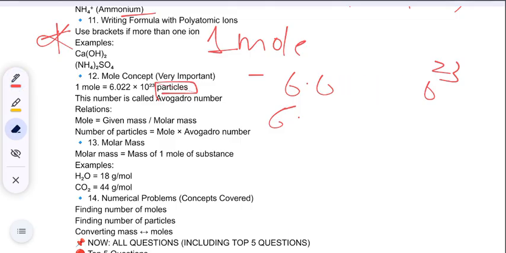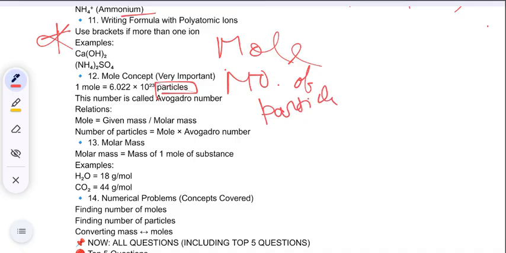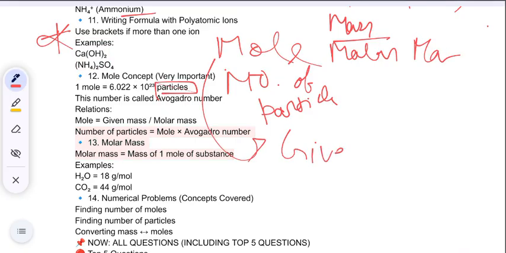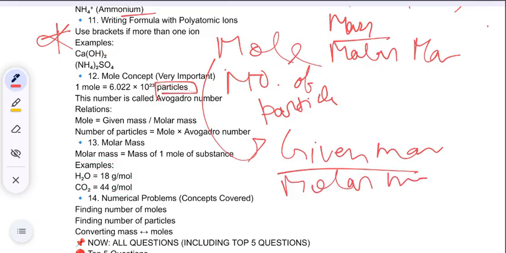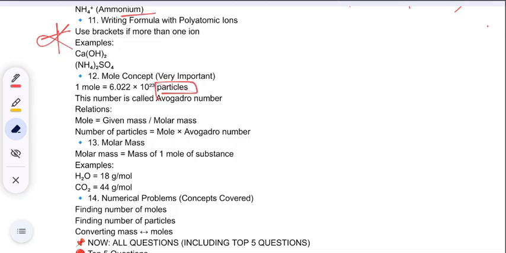देखो, अब यहाँ पे दो चीज इज देयर. अगर आपको मोल फाइंड करना है और नंबर ऑफ पार्टिकल्स, दो टॉपिक्स आर देयर. फर्स्ट इज मोल एंड सेकेंड इज नंबर ऑफ पार्टिकल्स. अब इफ यू हैव टू फाइंड मोल, then given mass upon molar mass, मतलब जितनी मास आपको दी होगी अपॉन मोलर मास. सो हाउ यू विल फाइंड मोल? गिवन मास अपॉन मोलर मास. लाइक दिस यू कैन फाइंड मोल.